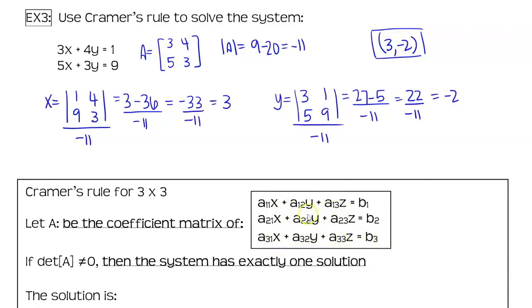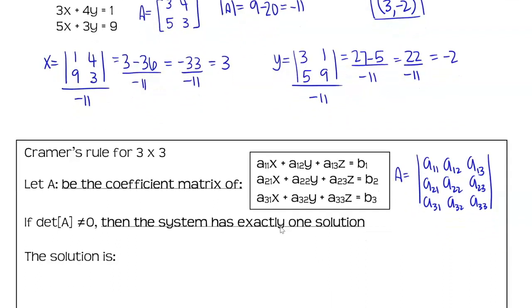Instead of just 2's. So A is going to be the coefficient matrix of this thing. This is going to be a 3 by 3: A11, all the 1's, then row 2, and row 3. Okay, so that's going to be our coefficient matrix.